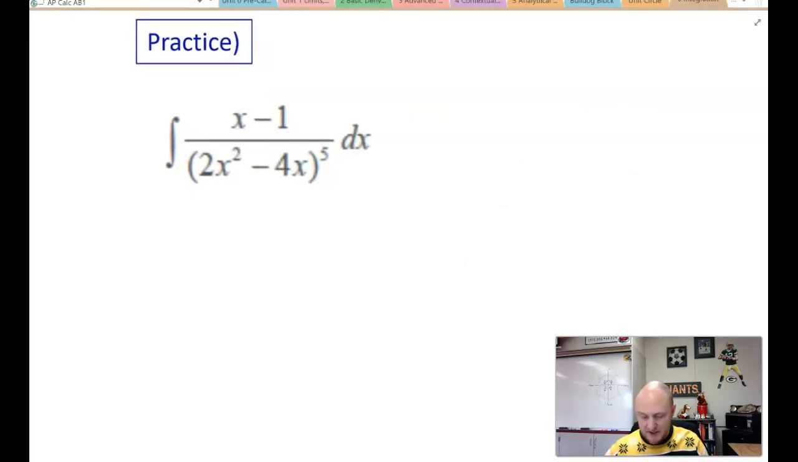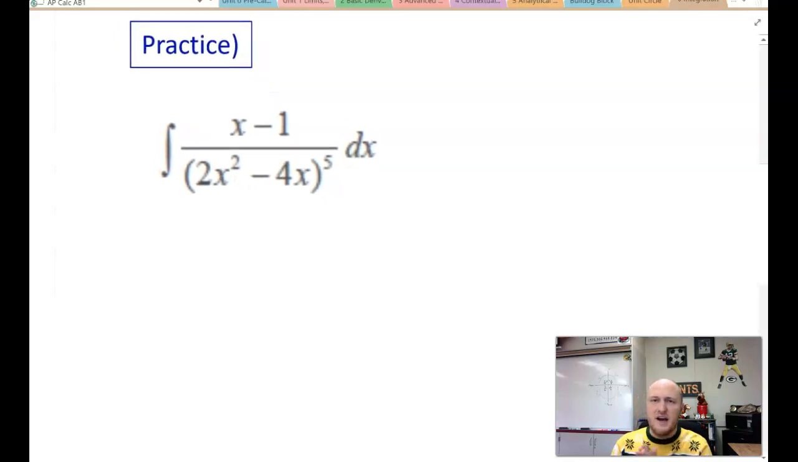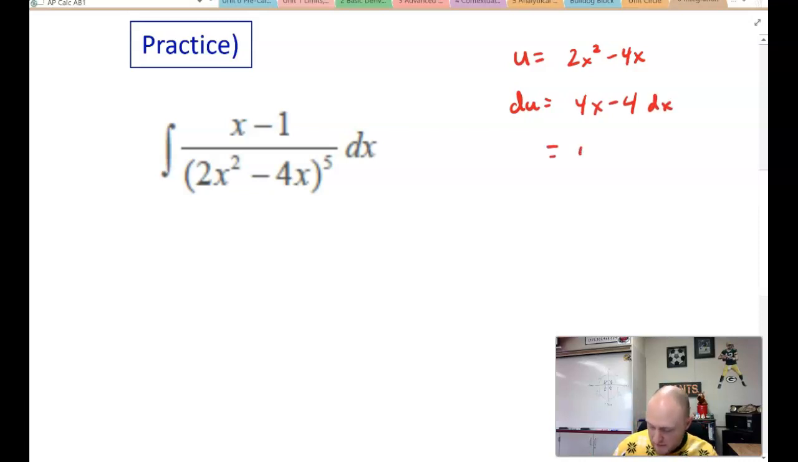Here is a practice problem. Okay, all right, try to identify the main function and then the derivative of it that you can use to get rid of that hook-on factor. All right, hopefully you tried this one. This one requires u to be the function in the denominator, 2x squared minus 4x, and the derivative of that would be 4x minus 4. And I know you're like, I don't have 4x minus 4. What if you factored out a 4? Do you have an x minus 1?